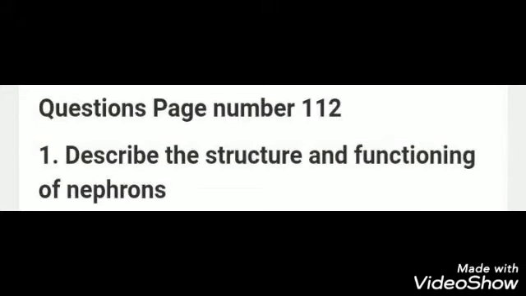The next set of questions is on page number 112, and the first question is, describe the structure and functioning of nephrons. Now this is also a very important question which is asked many times in exams, so learn this very thoroughly. The nephrons are the filtering units of the kidney, which are large in number. Some substances in the initial filtrate such as glucose, amino acids, salts and major amount of water are selectively reabsorbed as the urine flows along the tube.